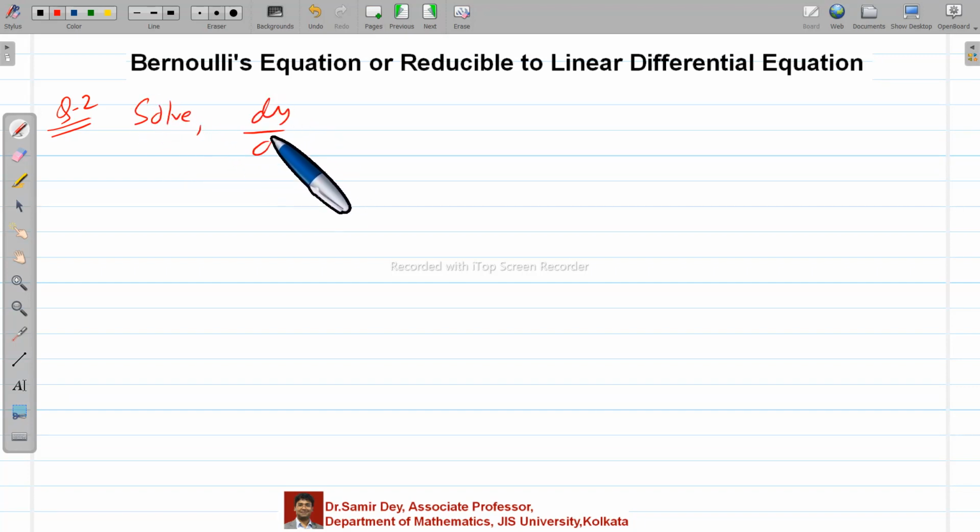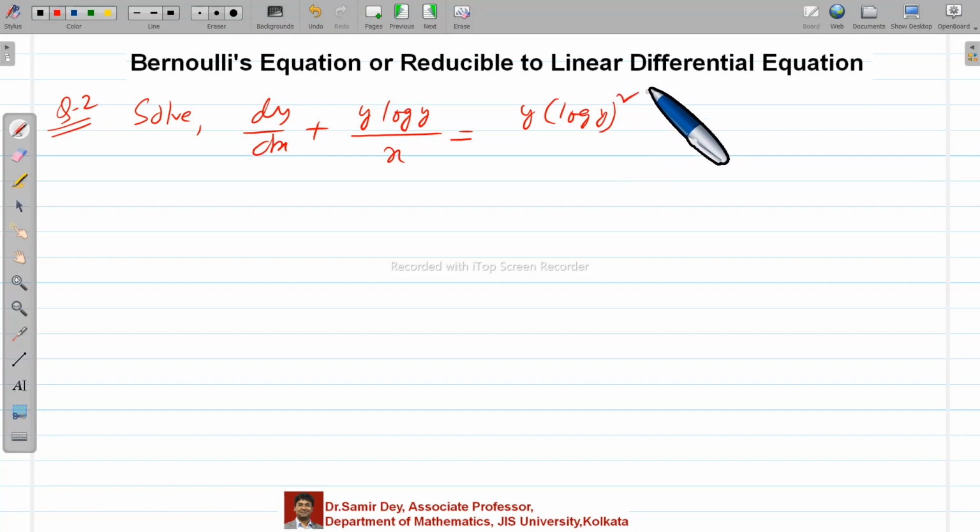Please write down dy/dx plus y log y by x is equal to (y log y) whole square by x square. So this is a famous question. Now we are going to discuss how to solve it. Basically, this problem belongs to Bernoulli's equation. Our objective is to transform this Bernoulli's equation to a linear one, then solve it.